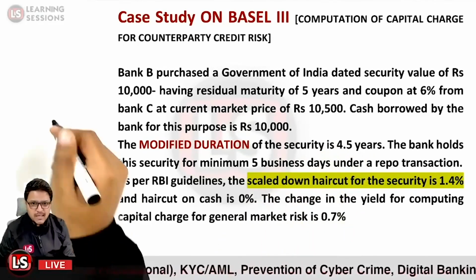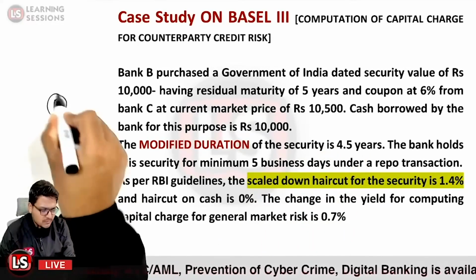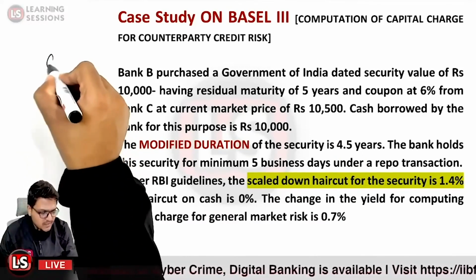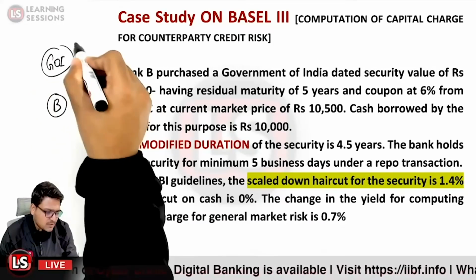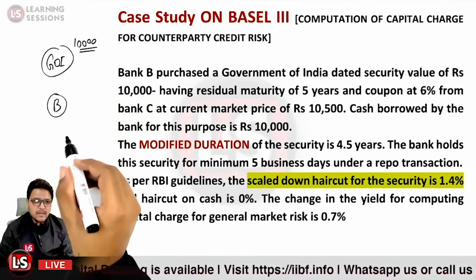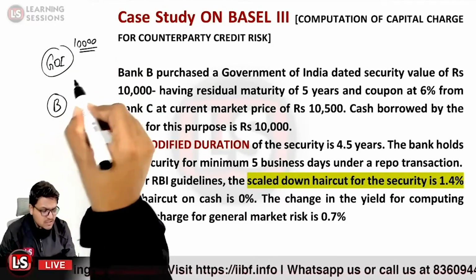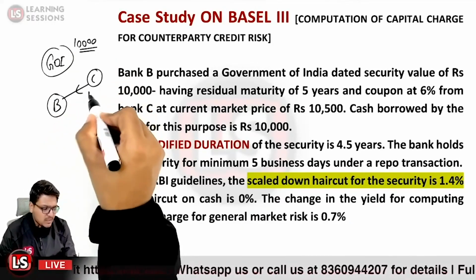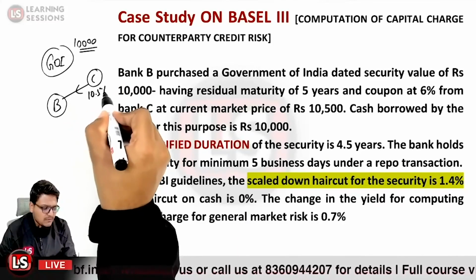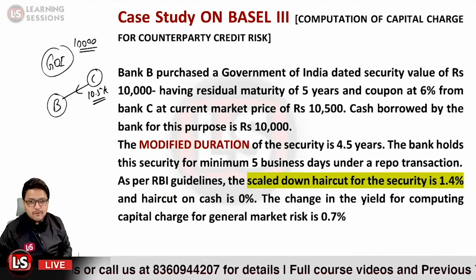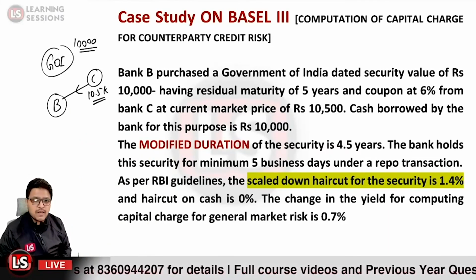10,500. So Bank B has purchased a Government of India dated security amounting to 10,000, and it has not purchased it directly. Bank B has purchased it from Bank C at a market price of 10,500 rupees, and it has a residual maturity of 5 years.